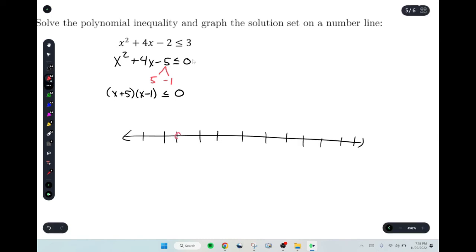So our zeros were negative 5 and 1. And how do we know what to do with these? They're either going on the inside or the outside. You know that. That always happens. That's pretty much every single time. We just got to figure out if it's on the inside or the outside this time.